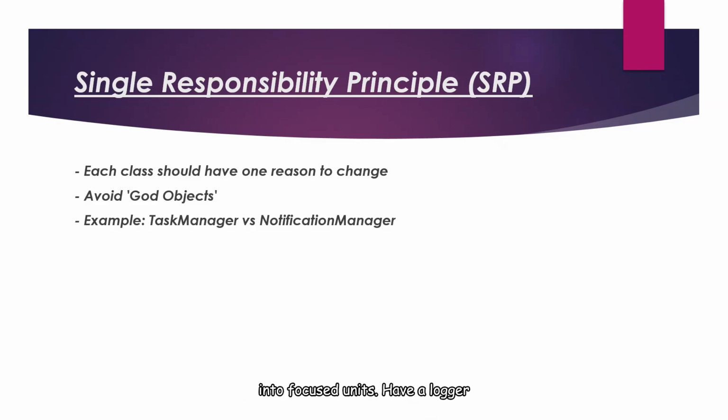Have a logger, a notifier, and maybe a repository. This separation makes your code easier to test, extend, and debug. Classes with multiple responsibilities become harder to maintain over time because changes in one feature can accidentally break another. SRP helps us guard against that risk.